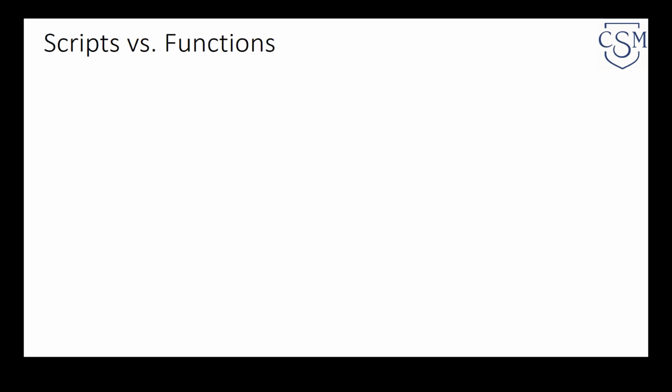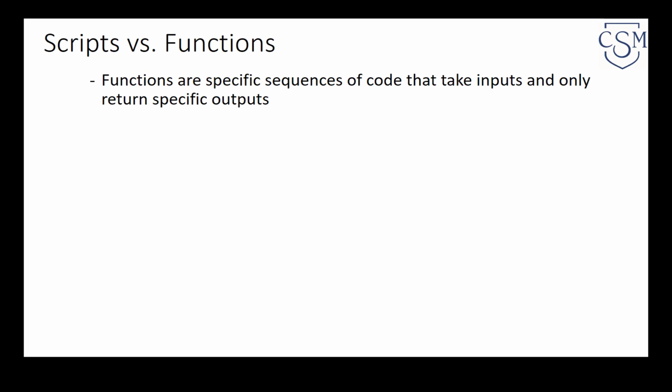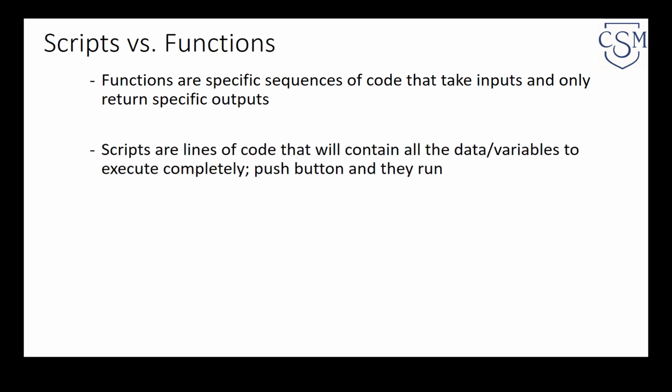So what is the difference between a script and a function? As we stated before, functions are a specified sequence of code that takes an input and returns an output based on the user input, whereas scripts are lines of code that contain all the data or variables to be executed, and when run, they will just run without input from the user. So scripts do not take inputs when called.